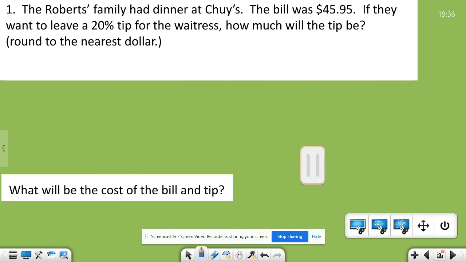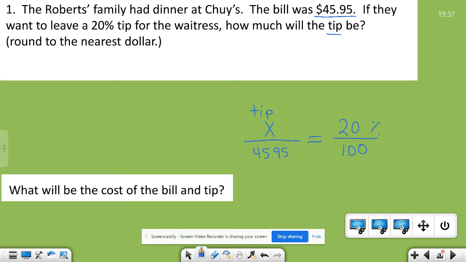So today we're going to be working with tip. This question refers to tip. The family had a dinner at Chuy's. The bill was $45.95, so that is your total. We're going to go ahead and set up our proportion because we know we're going to need a proportion. Their total bill was $45.95, before anything. They want to leave a 20% tip, so you are looking for the tip. All you're doing is setting up another proportion.